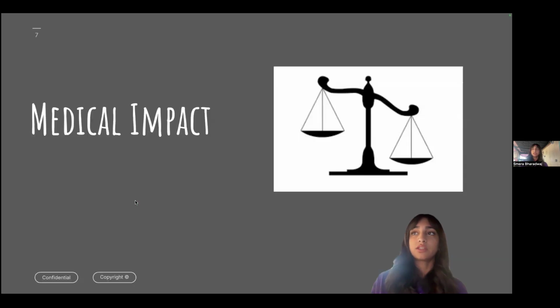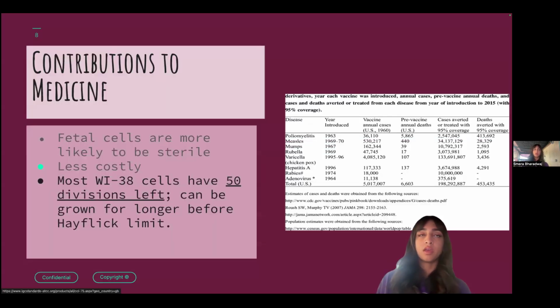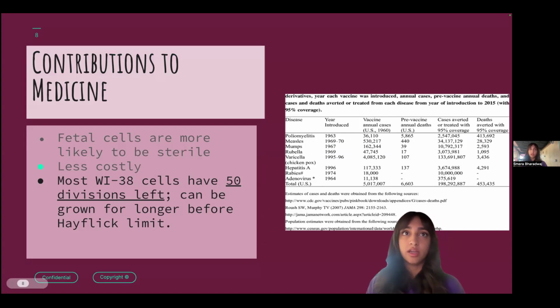And now, let's go to the medical impact. So let's talk about some contributions that this WI38 cell line has had to medicine. The WI38 cell lines have saved millions of lives by providing a safe and reliable platform for vaccine development. Fetuses especially are thought to be the cleanest possible source of cells, since they are less likely to have picked up any viruses from the outside world, which might contaminate vaccines or confound the results of experiments.